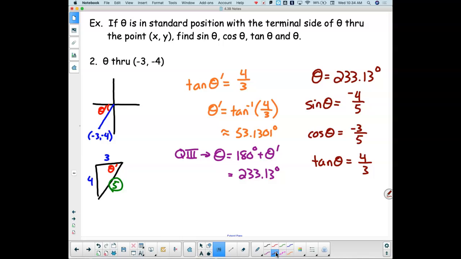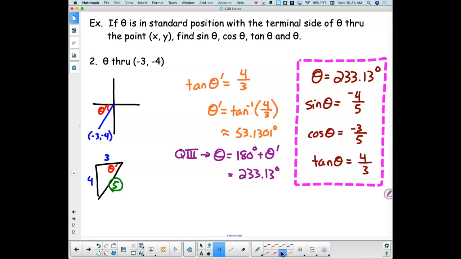I saw her hand first. Okay, so I'm a little confused because we're using sine theta, but we're using theta prime. We have to use theta prime to find theta. What is the sine of theta prime? No, because now I'm using sine of theta. Sine of theta prime would be 4/5, because theta prime is a quadrant 1 angle. Sine is positive.